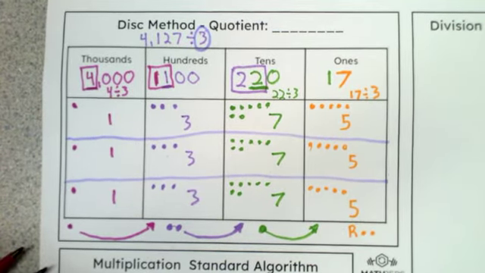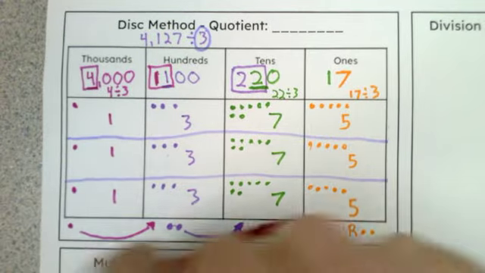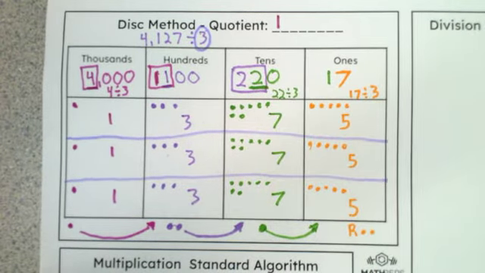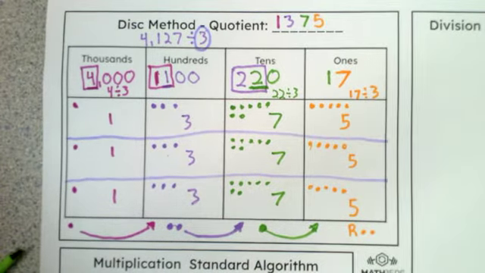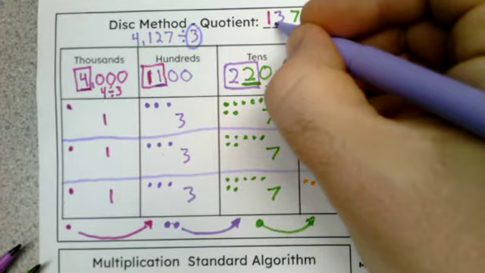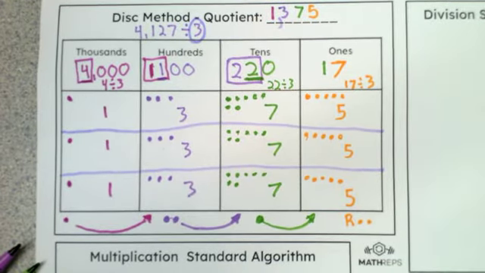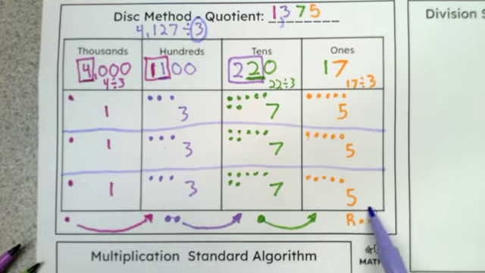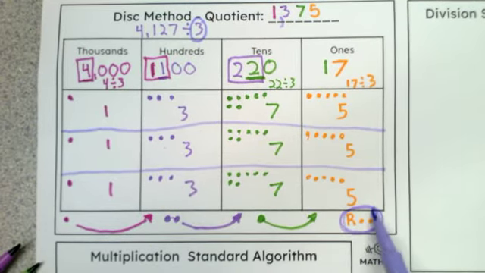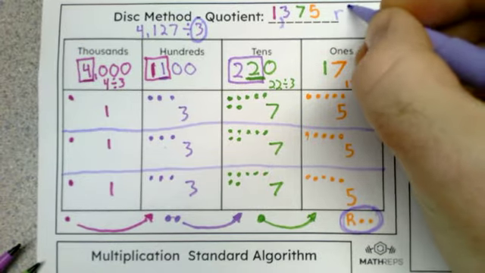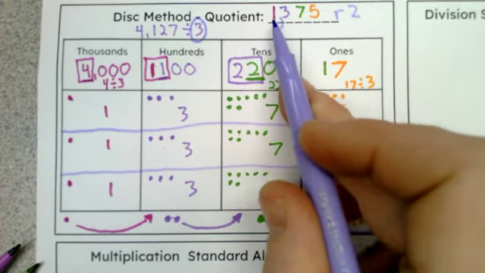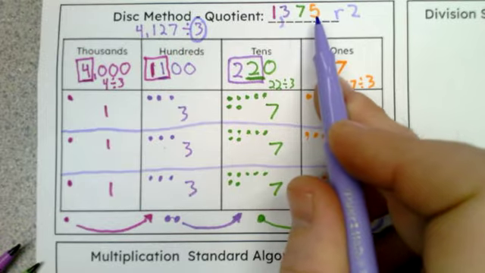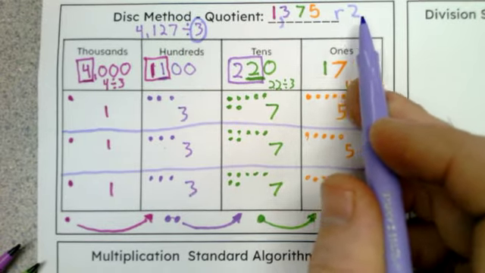Okay, so our answer for our quotient is going to be 1,375. And 2 things I should add. Is that my total? Is that my answer? No, it's not my answer. Right? What did I forget? The remainder of 2. So I have a remainder of 2. So our quotient, our answer to the division problem, is 1,375 with a remainder of 2.